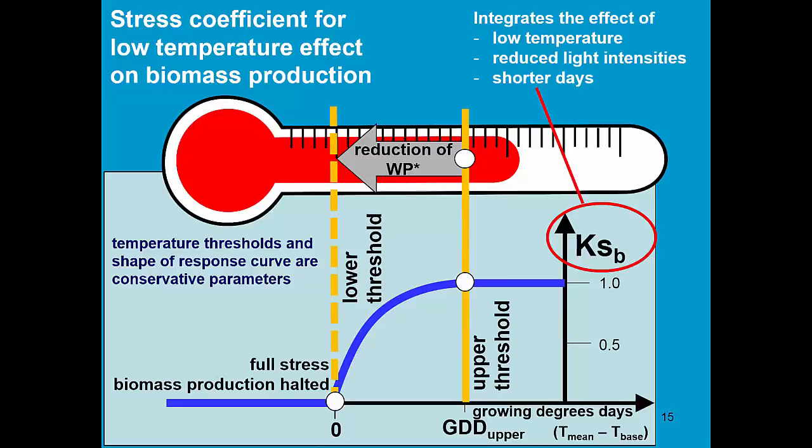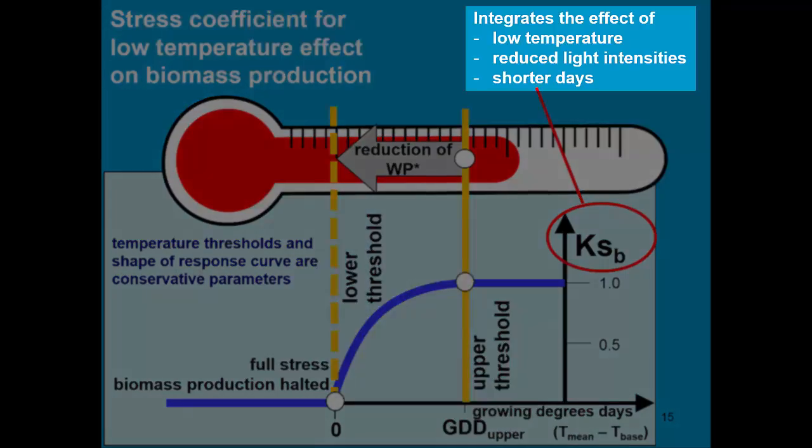Reduced light intensities, shorter days, will also result in low temperature. So the stress coefficient for lower temperature integrates actually the effect of low temperature, reduced light intensities, and shorter days.